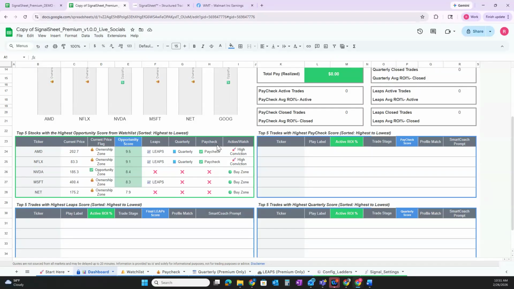Again, SignalSheet is based on the concept of trying to teach people to trade almost like you're running a business, right? And if you were running a business, or if you were an employee at a business, you would consider your short-term income as a paycheck, right? And so that's why we refer to those types of trades as paycheck trades within the system.